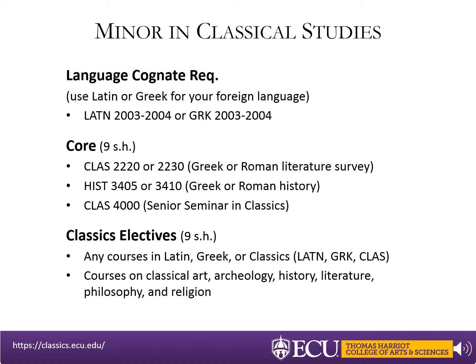Among the 18 hours that do count directly towards our minor in classical studies, there's a 9-semester hour core consisting of one course in Greek or Roman literature, a course in Greek or Roman history, and the senior seminar in classics. And then there are 9-semester hours in electives, which can be taken from among any of our Latin, Greek, or classics courses, or from the list of electives from faculty who work with the classics program on classical art, archaeology, history, literature, philosophy, and religion.